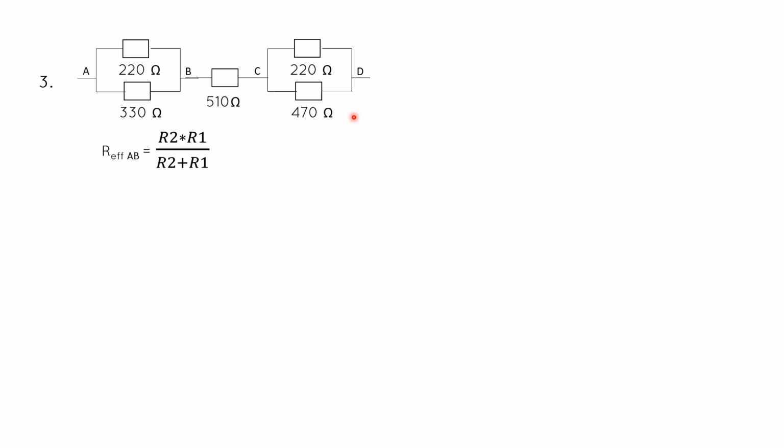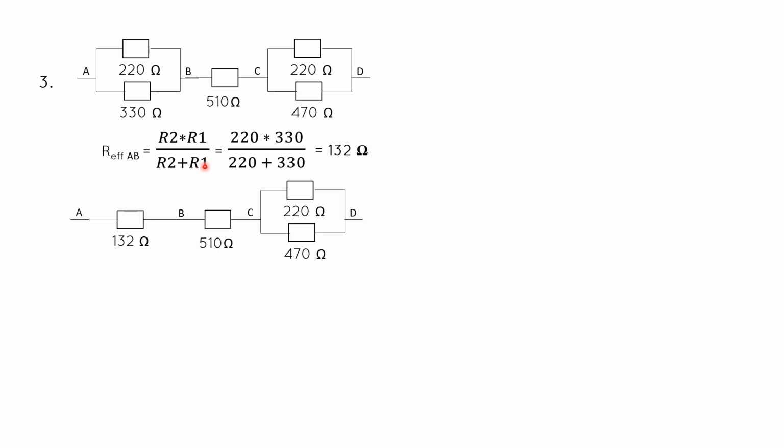All right, so we have R effective AB, okay, AB, that's this one. It will be R2 times R1 divided by R2 plus R1. Remember what we just did previously in number 2. So we have 220 times 330 divided by 220 plus 330. And we'll have this to be 132. We keep that aside. Let's look for R effective CD.